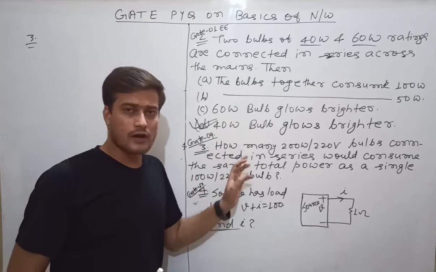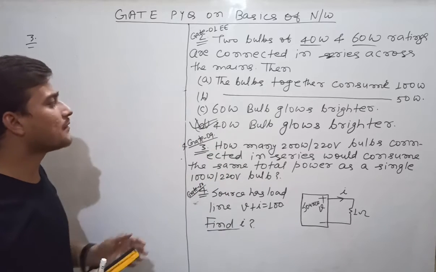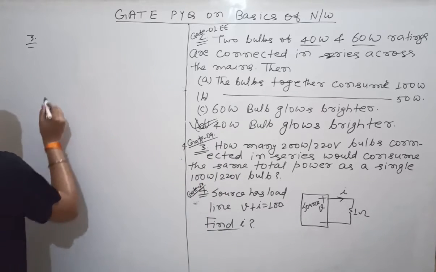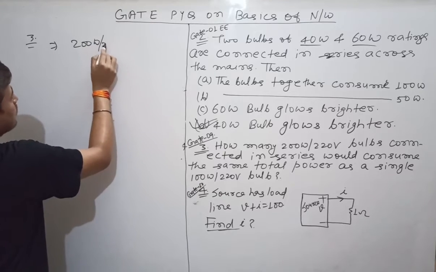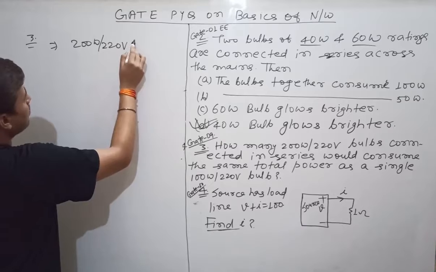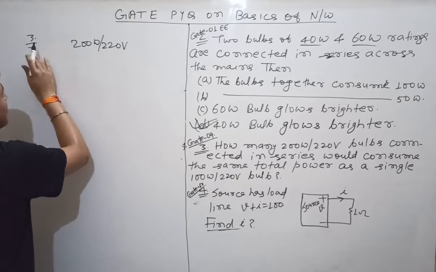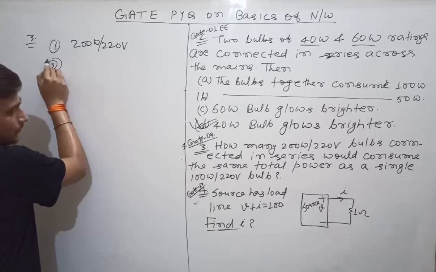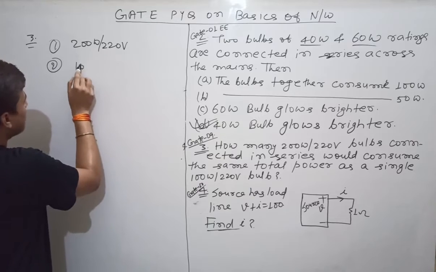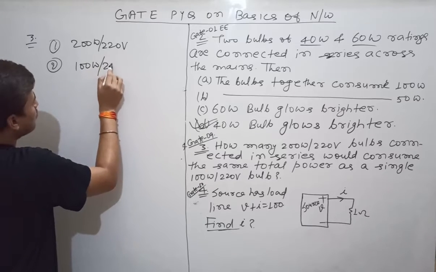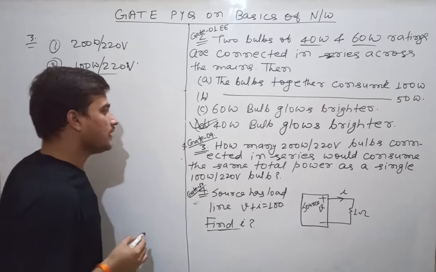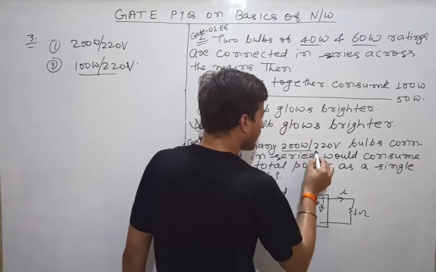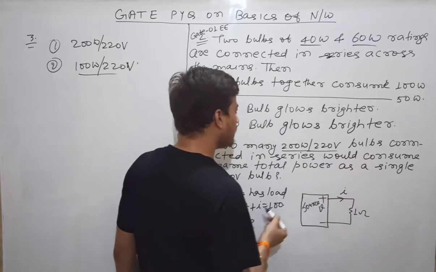According to the question, you have two types of bulbs. First, you have a 200 watt 220 volt bulb. Clear? And the second bulb is 100 watt 220 volt. Now they are saying that you have to connect the 200 watt 220 volt bulbs in series.